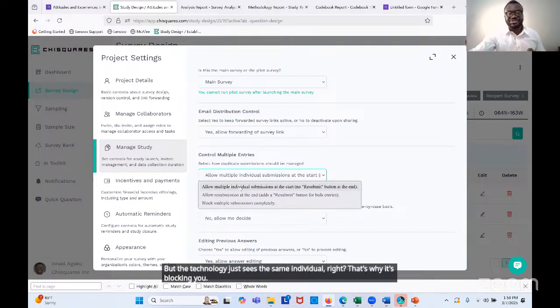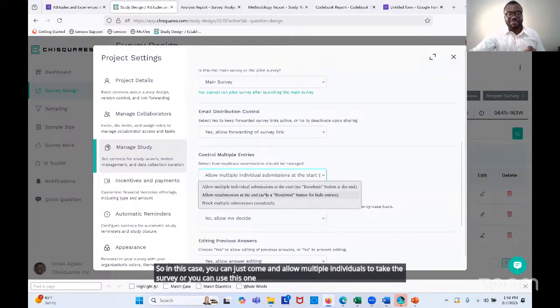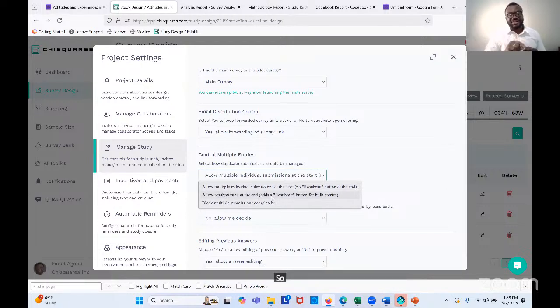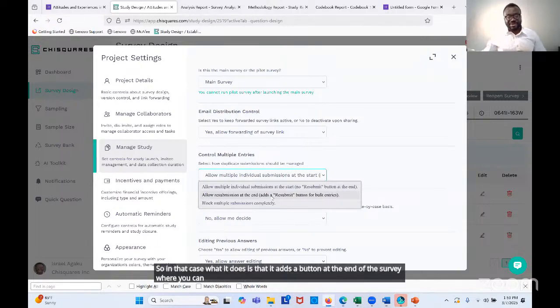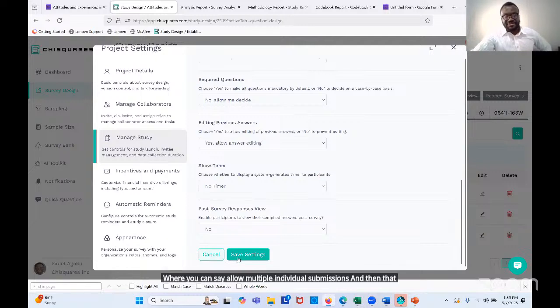So in this case, you can allow multiple individuals to take the survey, or you can use this one that says allow resubmission at the end. What it does is add a button at the end of the survey where you can say submit a new response, and then it will take you to the start. Either of those two options will address what you need. But the best one for your use case is allow multiple individual submissions, and then that problem will be solved for you. I hope that makes sense. And of course, you should save the settings when you're done so that it takes effect.